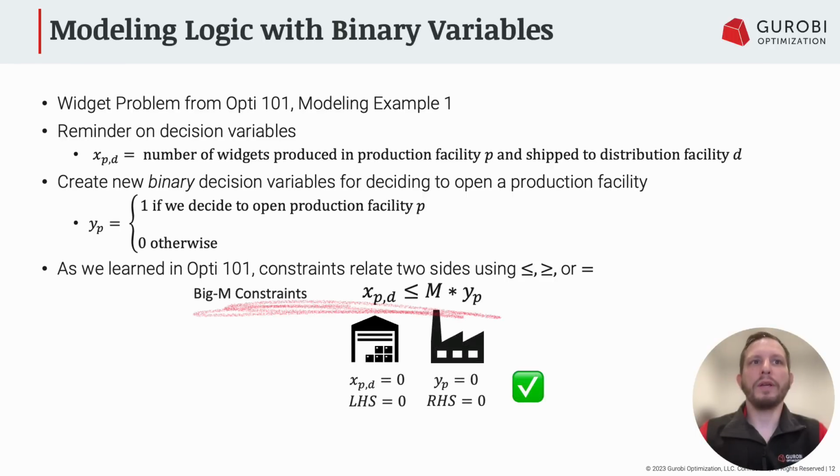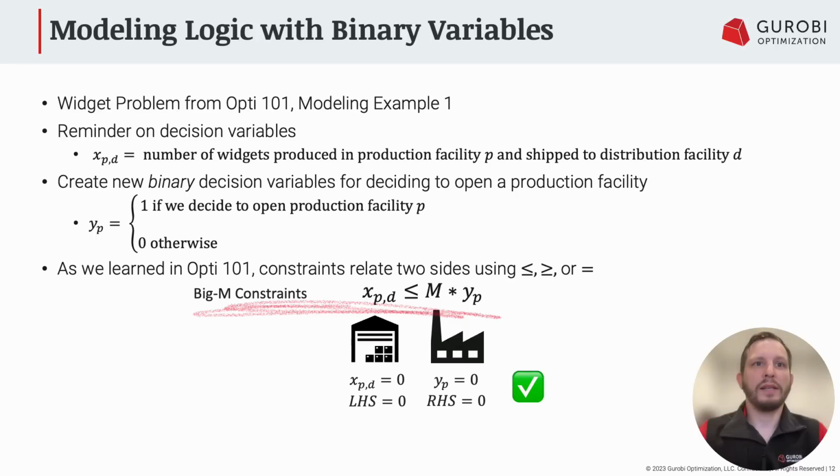So how we model this constraint that we've been talking about is through what we call big M constraints. And the proper constraint, or the way to write this in terms of inequality and our decision variables, is XPD is less than or equal to some number M times YP. And now we're gonna talk about why this is the case and why this constraint works from a logical perspective.